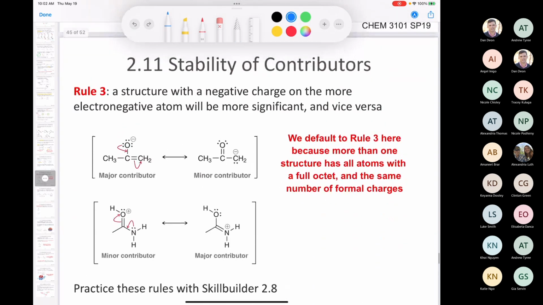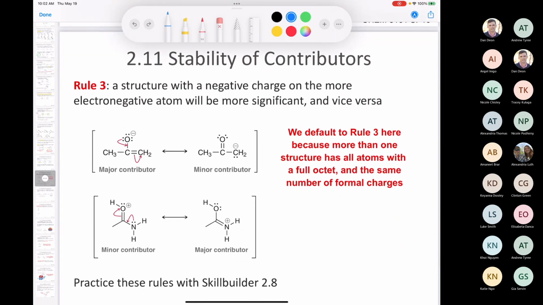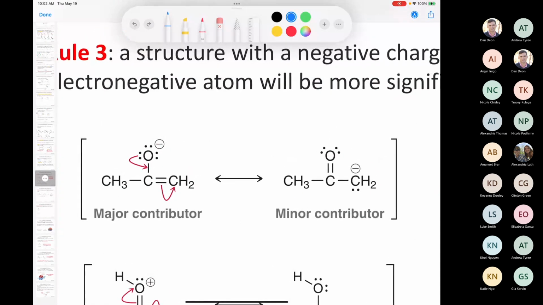The next rule answers that question: if you have a structure that's got a negative charge in it, the greater contributor is going to have the negative charge on the more electronegative element. If you take a look at these 2 resonance contributors, there's nothing wrong with either of them. In both of these, every atom has a complete octet. However, in this one, the negative charge is on an oxygen. In this one, it's on a carbon. Since oxygen is more electronegative than carbon, this will be the major contributor.